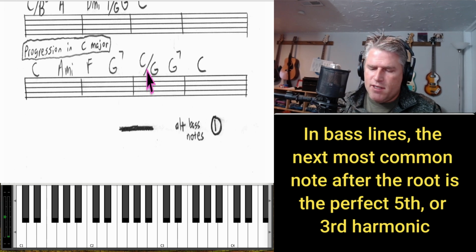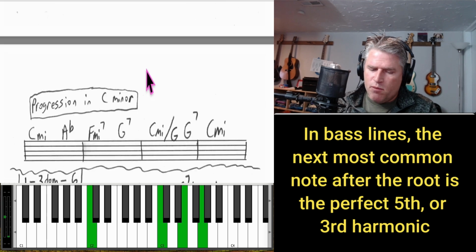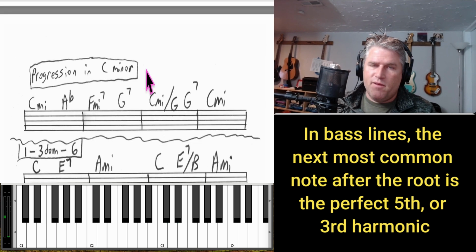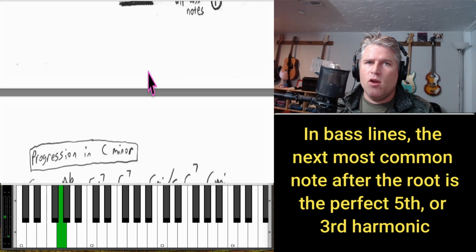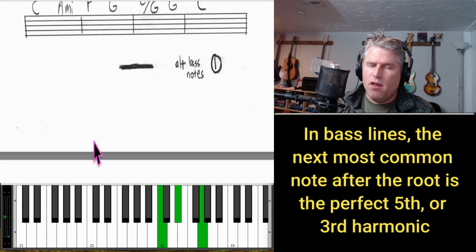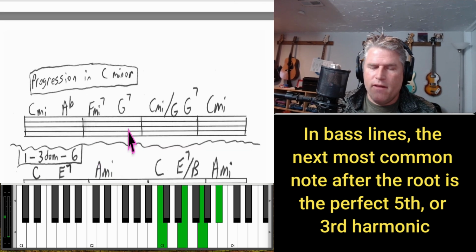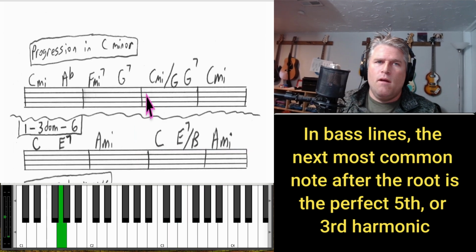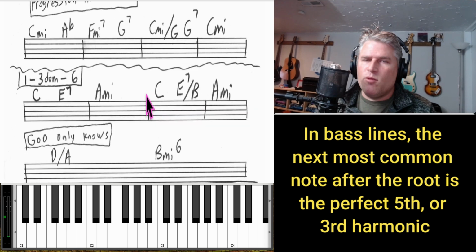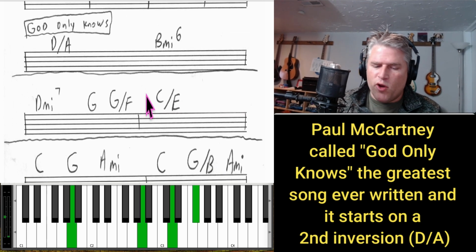So obviously the root is the most important, but the next most important is the perfect fifth in the bass. So C over G, or C minor over G, or C7 over G. The verse of God Only Knows starts on a D over A chord.